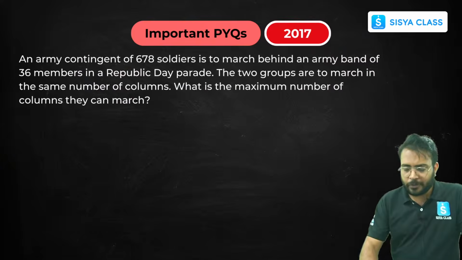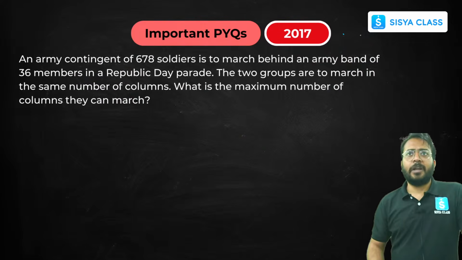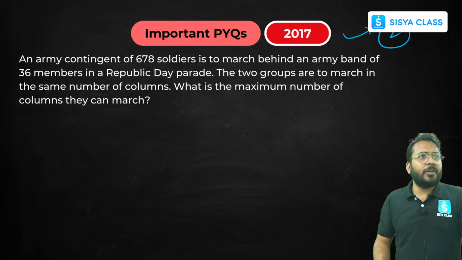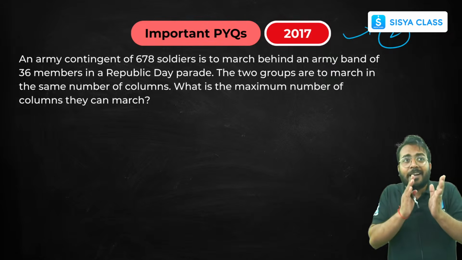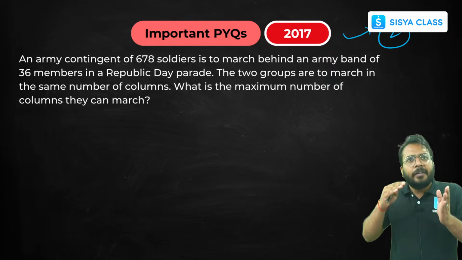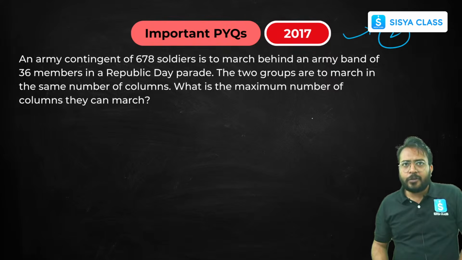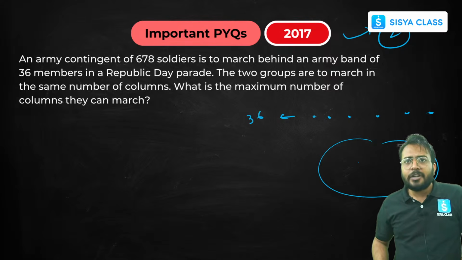All right, so fine. There is one more question, which has been asked in a 2 mark question. An army contingent of 678 soldiers is marching behind an army band of 36 members. So there are some army members, 36, and beside this we have 678 soldiers.